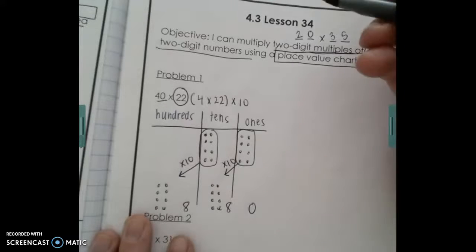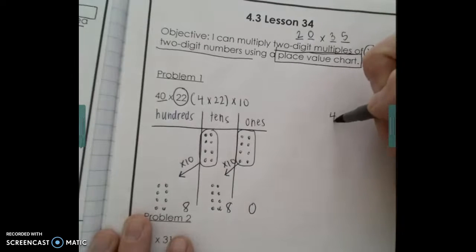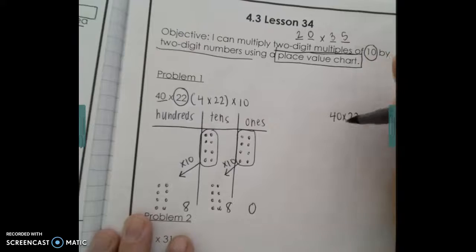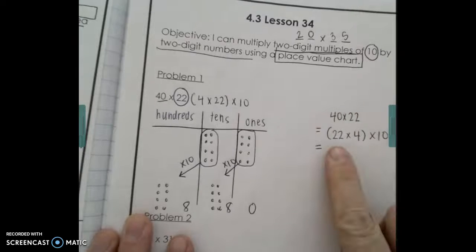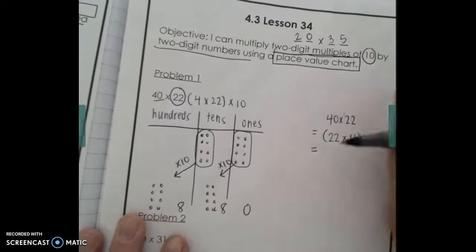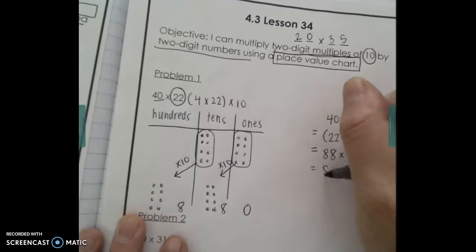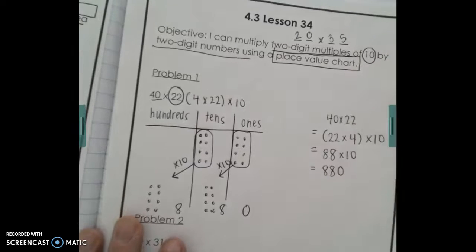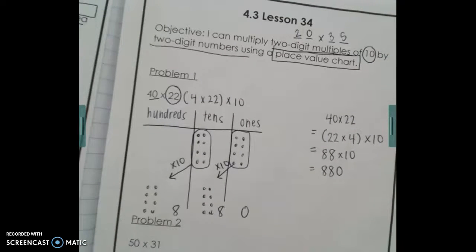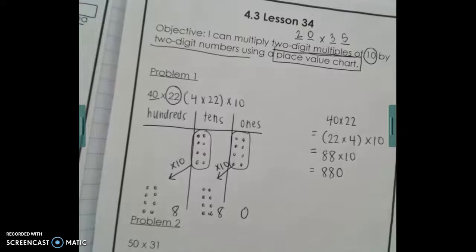And if we go through our steps, we get the same thing. If I have 40 times 22, the first thing I would do is 22 times 4. And then I would hold off on my 10. Well, 22 times 4 would be 88 times 10. And when I times by 10, I just add it to the end of my numbers. So we get the same thing, which would be 880.